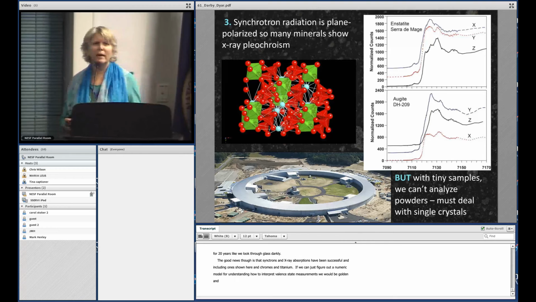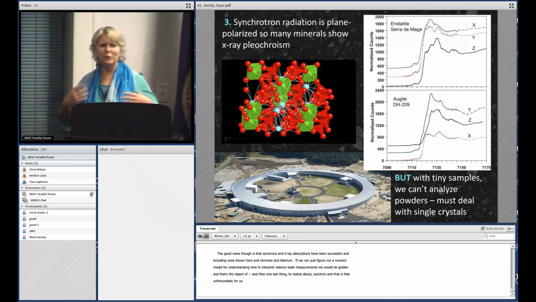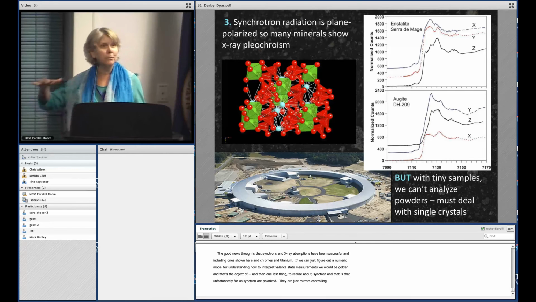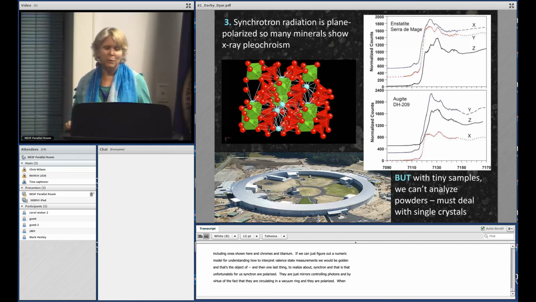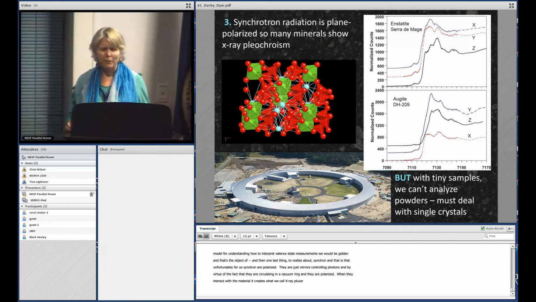And then one last thing to realize about synchrotron radiation and X-ray absorption studies in particular is that, unfortunately for us, synchrotrons are polarized. You don't think about this until you realize that a synchrotron is basically just mirrors controlling photons circulating in a vacuum ring. And by virtue of the fact that they're circulating in a vacuum ring, they are plane polarized. And what that means is that when they interact with the material, it creates what we call X-ray pleochroism. So the minerals interact anisotropically with the photons in the beam. So again, a little problem. We're used to dealing with powders, but when we start looking at tiny returned samples where we maybe only have one crystal, we have to start to think about how we deal with anisotropy in our minerals.